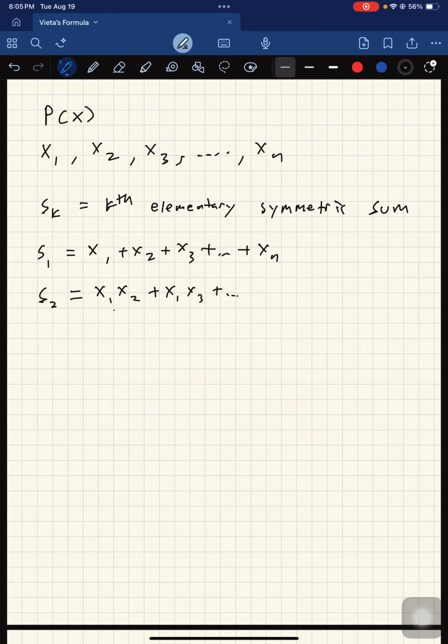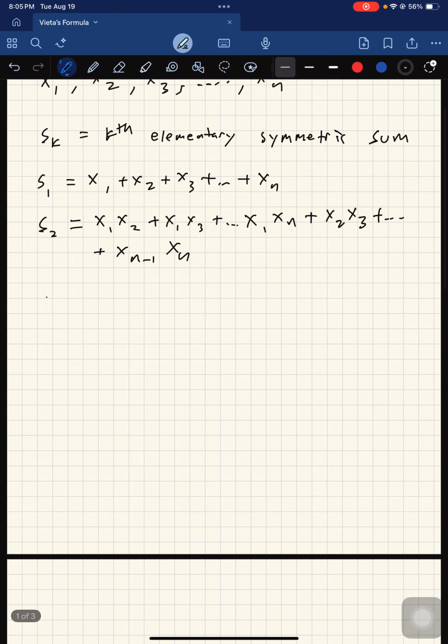And note here that I'm grouping x1 with x2, so this is going to be a product, and then x1 with x3, and then x1 with x4, and so on, all the way to x1, xn. And then we're going to repeat with x2, x3, and go on, and eventually we're going to get to xn minus 1 and xn. This is going to be the last pairwise product. So that's going to be S2, the second elementary symmetric sum.